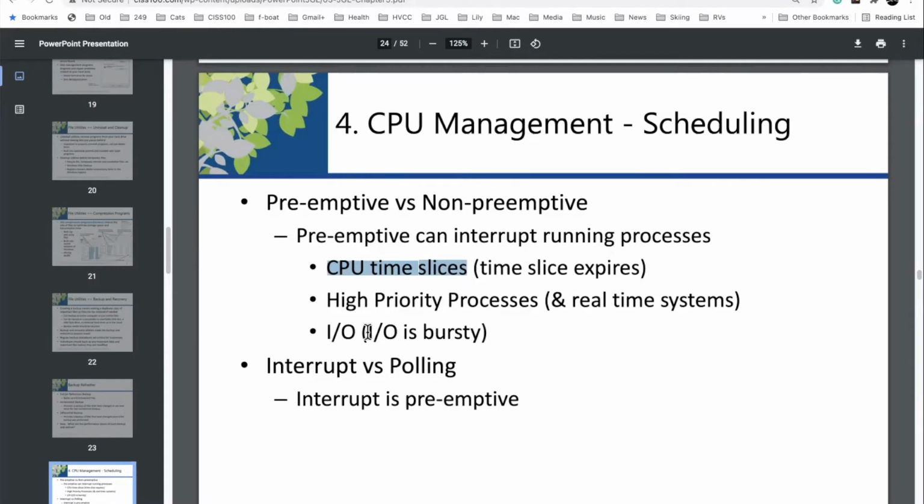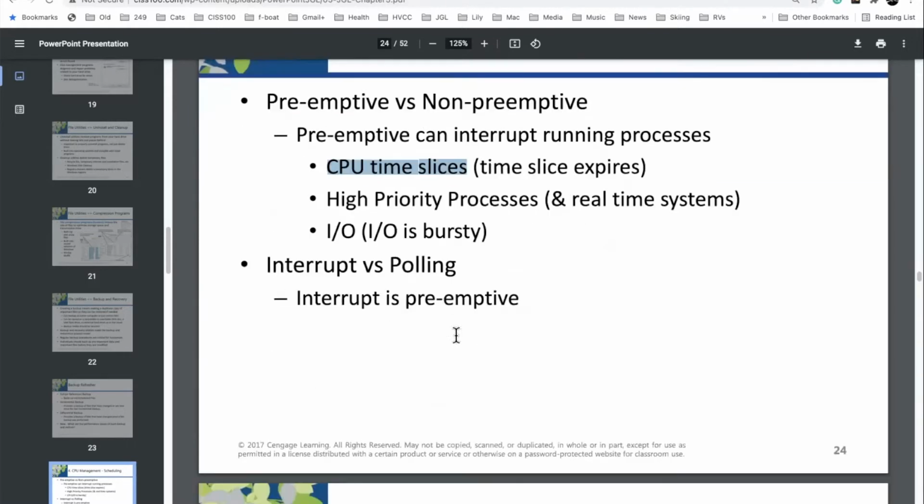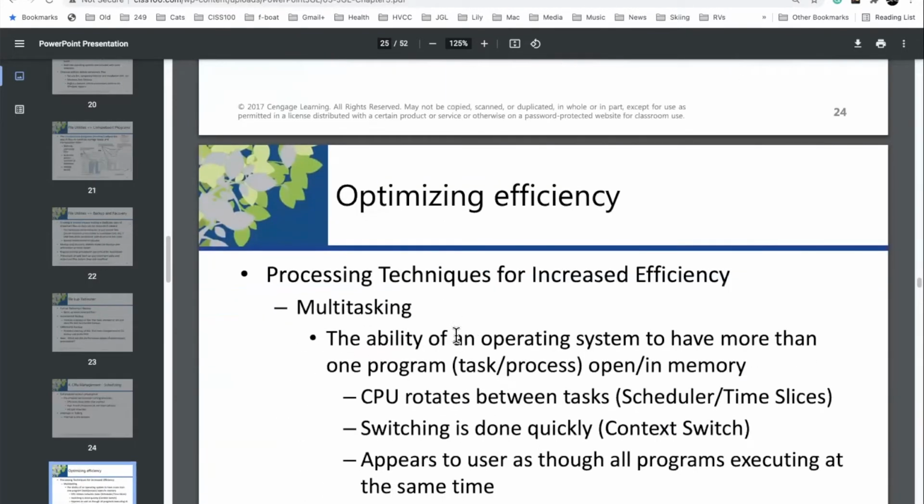Input-output is one of the reasons that can generate these interrupts. Maybe the system was waiting for input-output to either occur or to complete, print jobs, things of this nature, and won't go back into spooling, etc. Okay, so we understand that.